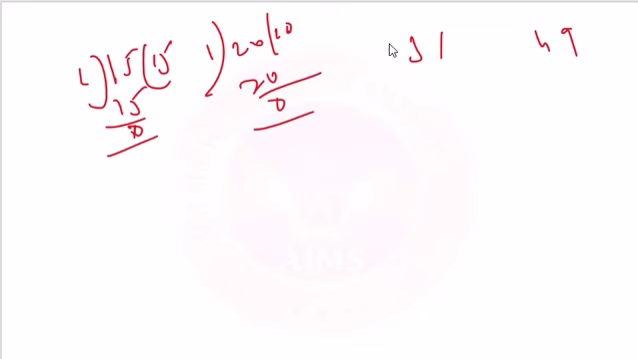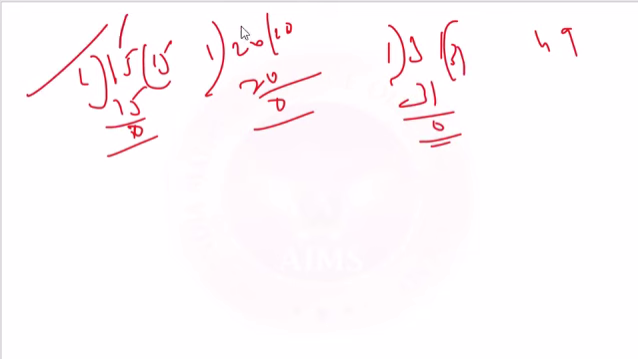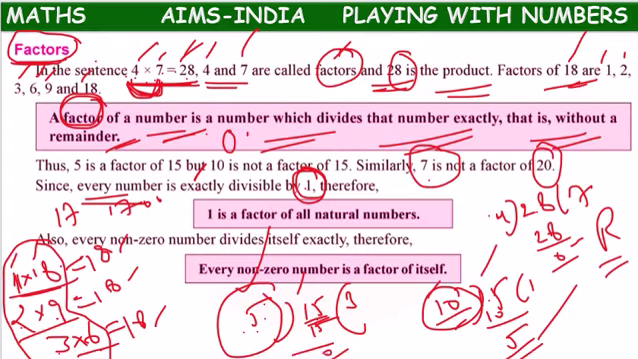So here you can take any number: 15, 20, 31, 49. 1 15 times 15, remainder is 0. 1 20 times 20, remainder is 0. While dividing 31, 1 31 times 31, remainder is 0. Means any number can be divided by 1. So 1 is a factor of all natural numbers.